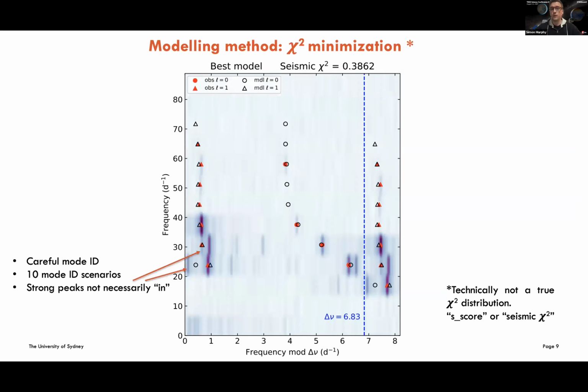Our goal here was chi-squared minimization. So in the open symbols, those are our model frequencies, and the filled red symbols are our observed frequencies that you saw in the previous slide. You have to be really careful with your mode identification. The strongest peak in each row is not necessarily the peak that belongs to the pattern. So you might naively expect that the lowest degree modes, the L=1 and 0 modes, would be the strongest and they would be in the pattern, but that's not the case. So what we did is we constructed 10 mode ID scenarios where we accounted for the fact that the strongest peaks might not be in the pattern. And that allowed us to make sure that at least one of our scenarios was going to have the correct mode ID and would get the lowest chi-squared.